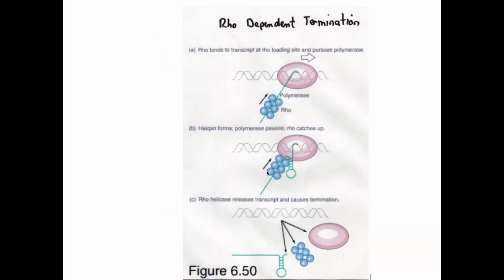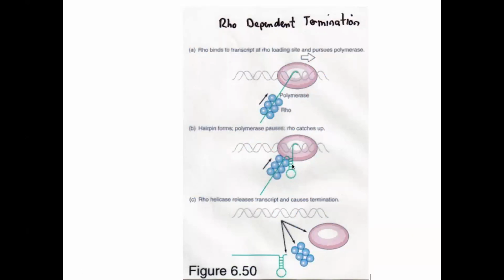So Rho-dependent termination is essentially the same. In other words, it involves the formation of secondary structure within the transcript itself, but it also involves a protein, and more specifically the Rho protein. So here's the RNA polymerase transcribing through the gene. We're at the back end of the gene now. You transcribe through a region. In this case, instead of forming a hairpin, it forms what's called a lollipop structure, part double-stranded, part single-stranded. But that secondary structure is disruptive. It weakens the hold of the RNA polymerase on the template strand DNA.